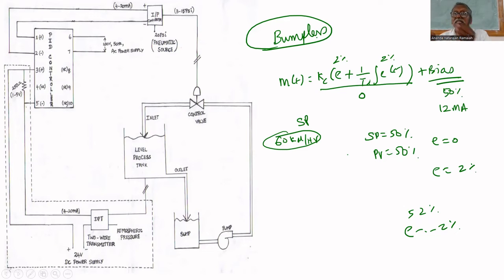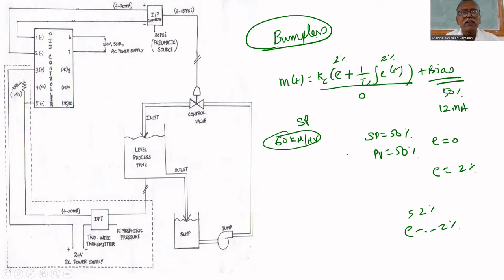Bumpless transfer means you have to transfer seamlessly from manual mode to auto mode. Suppose I left it in manual mode and some disturbance is coming. Manual mode I fixed at 50%. There is no formula in manual mode. That's why if a disturbance comes, the level will change. But if you put it in auto mode, that formula is now 0 because the error is 0. If any error comes into the picture, this formula will work out and find the additional output automatically.